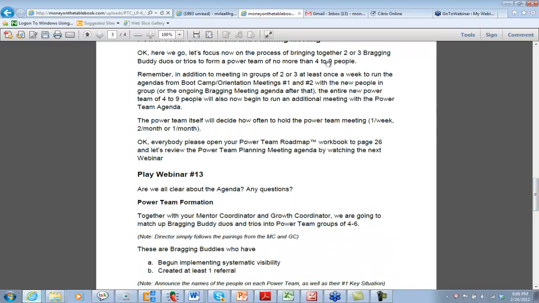Okay, that's just like a logical maximum. But hopefully it's going to be 4 or 5, in most cases, maybe 6. Okay, so remember, in addition to meeting in groups of 2 or 3 at least once a week to run the agendas for the boot camp meetings with the new people in the group, okay, does everybody get that? We're going to be doing the Bragging Buddy meetings with the new people, just like we did with the original Bragging Buddies, or the ongoing meeting agenda after that.